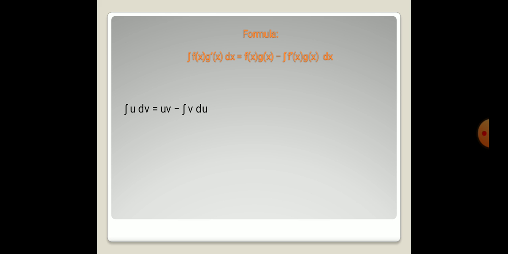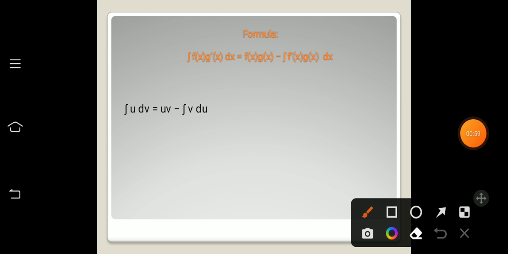However, the integration by parts formula can also be written more compactly, with u substituted for f of x, v substituted for g of x, dv substituted for g prime of x dx, and du substituted for f prime of x dx.